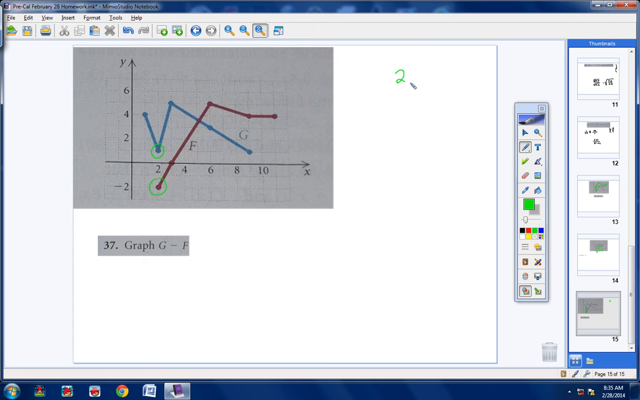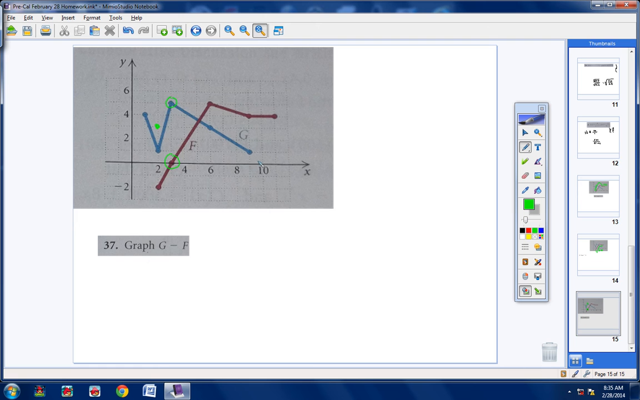So I'm going to have 2, comma 1. And then the point beneath it would be 2, negative 2. Okay, so if you subtract those, your x value stays the same. Now watch your sign. 1 minus a negative 2 would be 3. So 2, 3. So the proper point would be 2 comma 3. Over 2 and up 3. There's 2, 3.